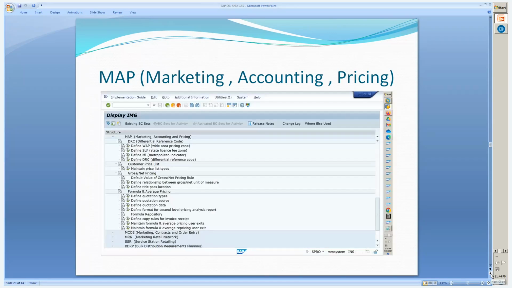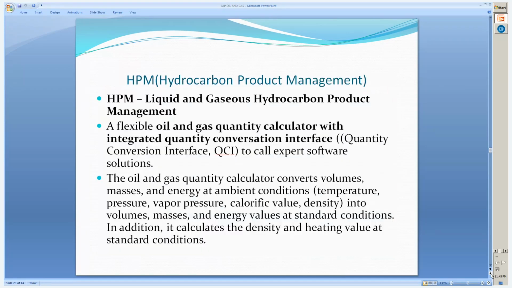This is a place where you are going to configure MAP, accounting and pricing, wide area pricing zone, and then metropolitan indicator, differential reference code. This will sit in the customer master. So in detail, all these parts can be customized according to pricing requirement.